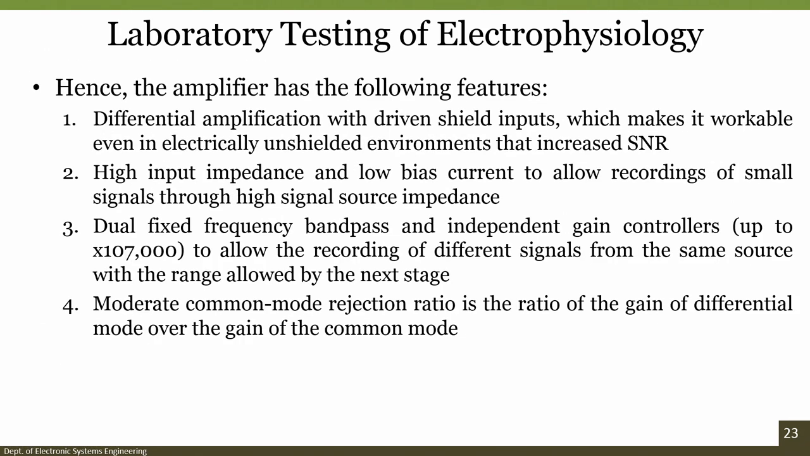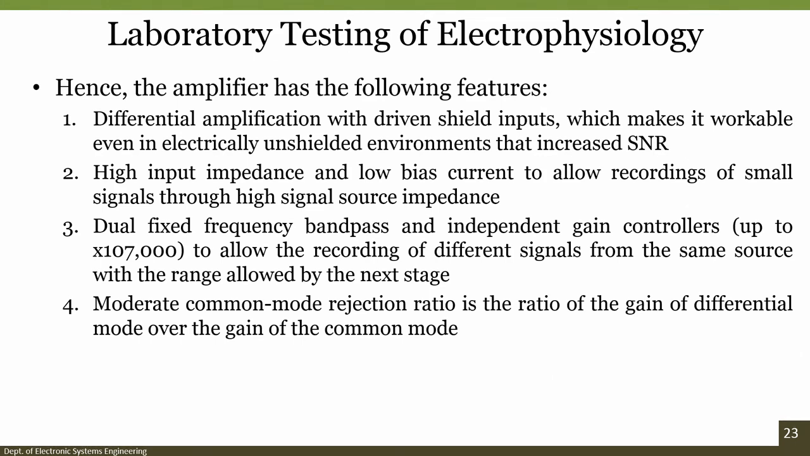So a lot of things rely on the instrumentation part, and that is why the design of the signal conditioning component is extremely important. So when we design an amplifier, what features should it have? The first feature is differential amplification with driven shield inputs, which makes it workable even in electrically unshielded environments. So we should have a high signal to noise ratio. Second, it should have high input impedance and low bias current to allow recordings of small signals. Then we need a dual fixed frequency band pass and independent gain controllers, to allow the recording of different signals from the same source within the range allowed by the next stage.